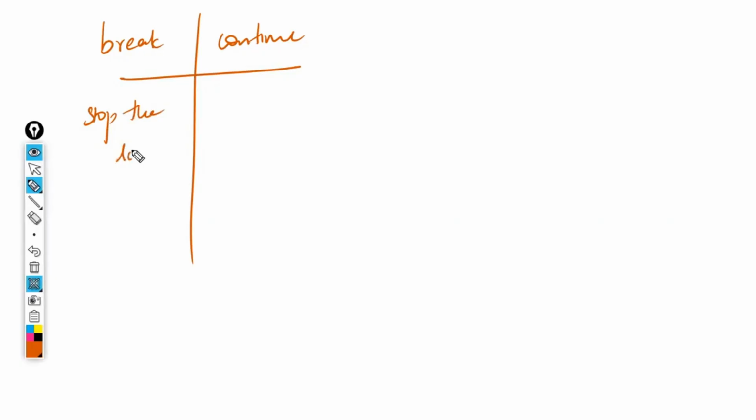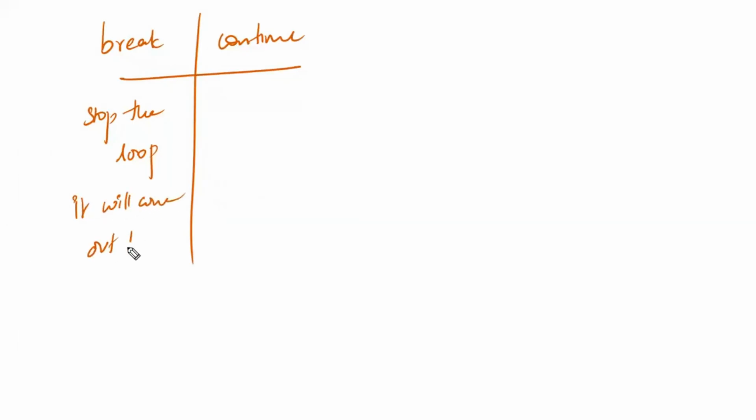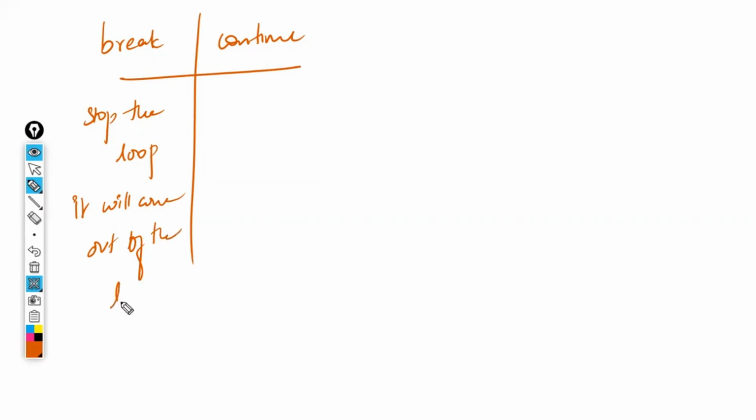Stop the loop. The moment the break gets executed, it will immediately stop the loop and come out of the loop. Whereas continue means continue with the next item. It will stay inside the block of code only, but it will continue with the next item.